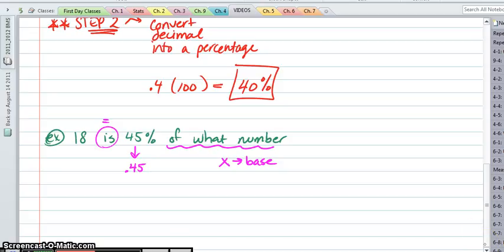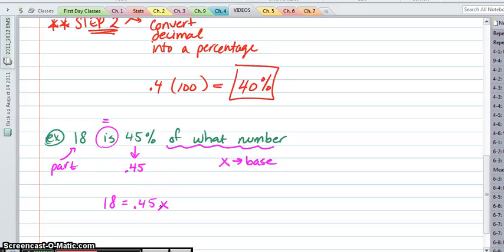But again, we can kind of estimate. I mean, 45% is pretty close to 50%. So 18 is half of what number? That's what we want to be thinking of in general. So again, 18, let's just make it easy. 20, half of 20 is 40, so it should be somewhere around that. This will be our part. So here is my equation, 18 equals 0.45x.